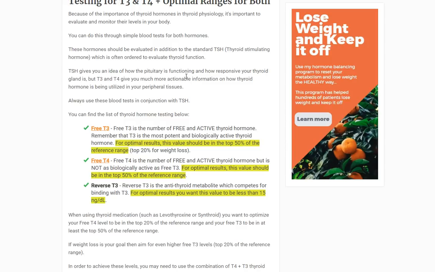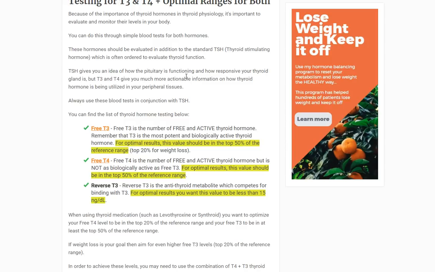They should be assessed in combination with the TSH, but it's probably not wise to just order TSH because then you have no idea what's actually happened with the free thyroid hormones. So free T3, remember that T3 is the active hormone, so this is the one that you really care about. You want this for optimal results in your body to be in the top 50th percent of the reference range. But if you're going for weight loss, studies have shown that it's even better to be higher than that top 50%. In fact, you probably want it in that top 20% or so. So the higher free T3 is, the more likely you are to have weight loss.